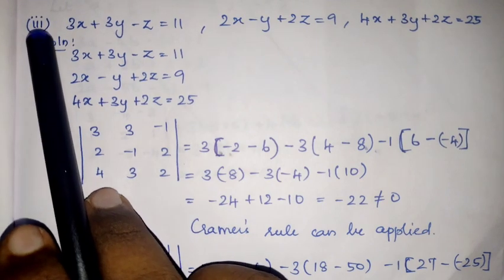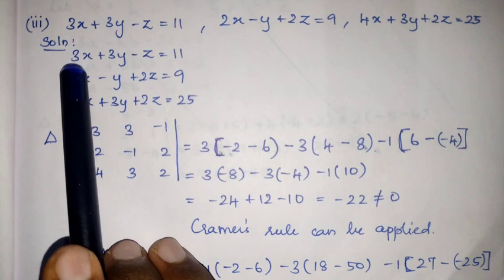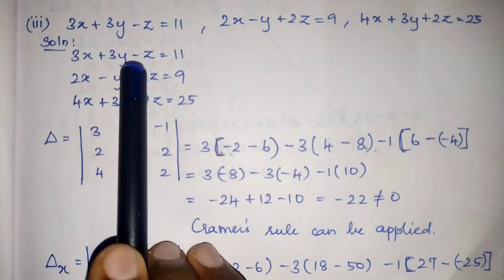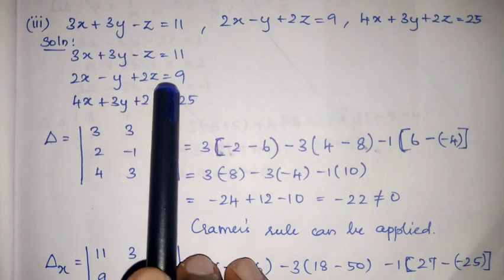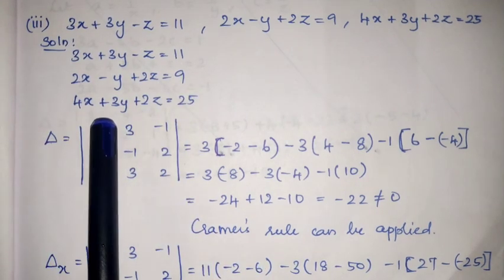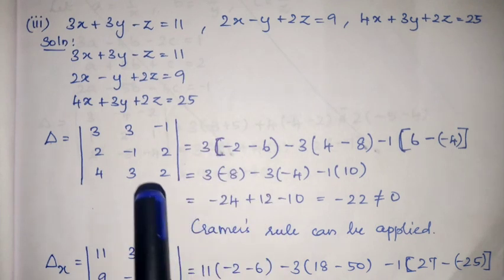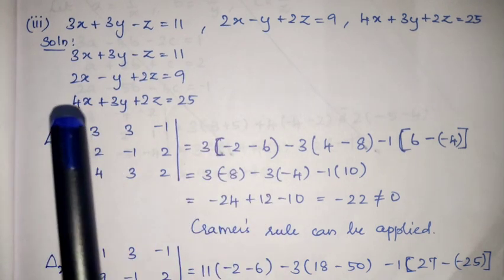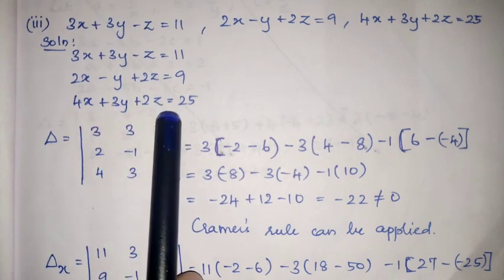Now subdivision 3. Three equations were given: 3x plus 3y minus z is equal to 11, 2x minus y plus 2z is equal to 9, 4x plus 3y plus 2z is equal to 25. The same way, but here the unknowns are three: x, y and z. Previously we have seen with two unknowns, which is x and y alone.